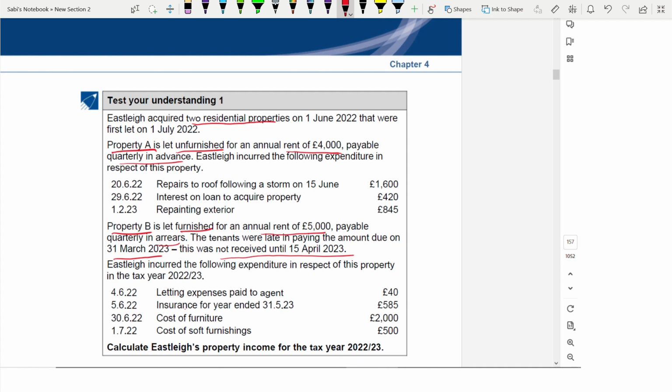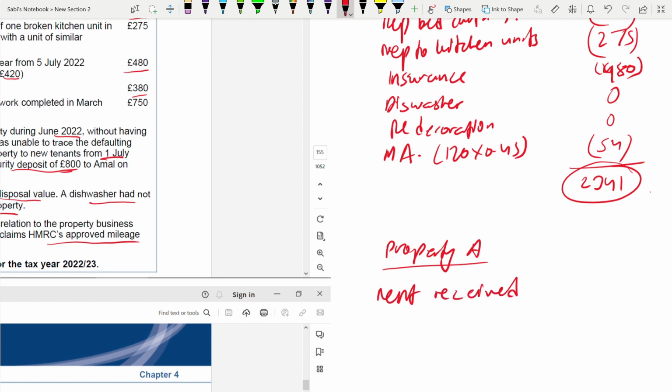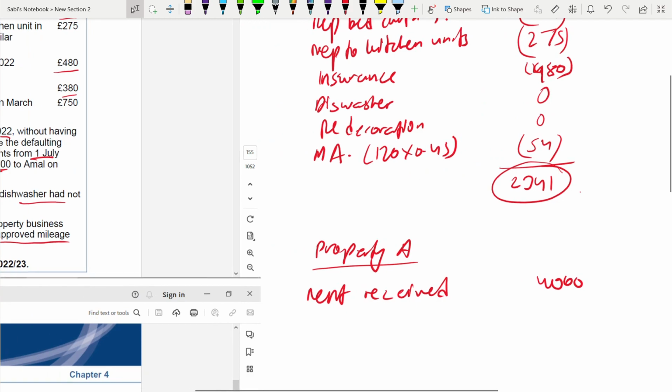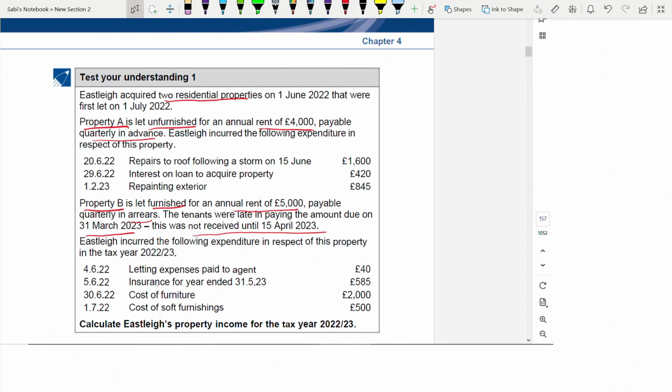No. Keep property A and B separate. Okay. So first we'll do for property A. Because one is furnished, one is unfurnished. If both had the similar characteristics, you could have added both. So first for property A, rent received. Okay, how much? 4,000. Then expenses. You have to see what expenses you can claim. Repair to roof. Can you take 1,600? It's a repair. Yes, you can take.